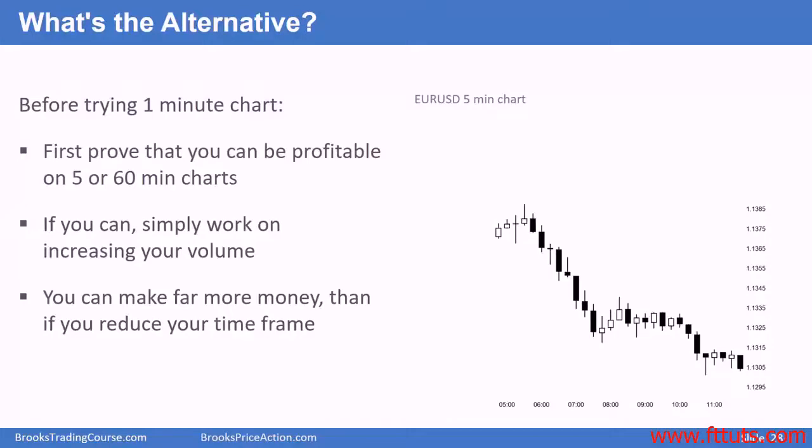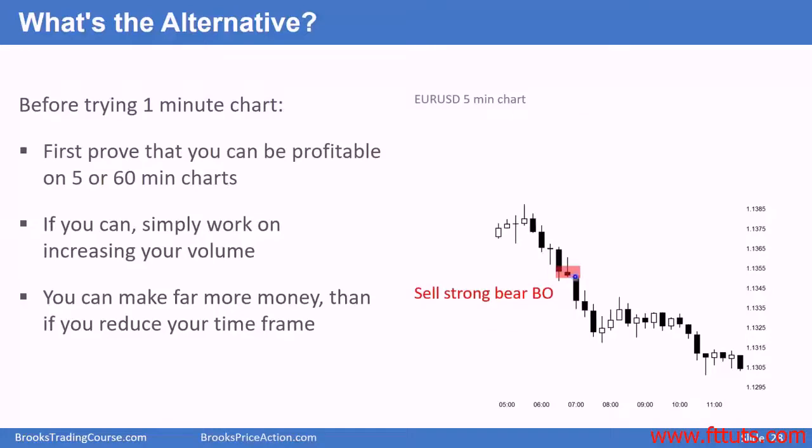Instead of saying, oh, I'm making $1,000 a day on a 5-minute chart, if I switch to a 1-minute chart, I'll make $10,000 a day, I would say if you're making $1,000 a day consistently on a 5-minute chart, keep trading the 5-minute chart because you're proving that you're trading it well. And instead of switching to a 1-minute chart, you're doing the 5-minute chart well, just increase your volume.